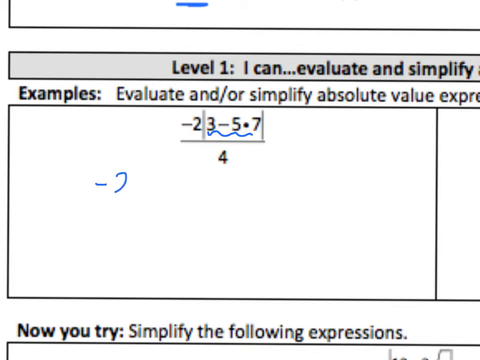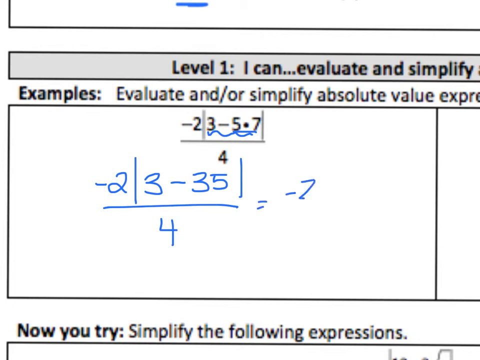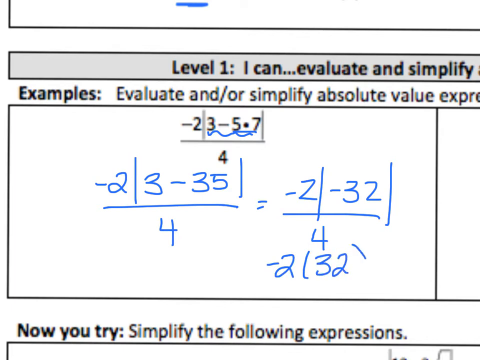So I'm going to take -2, that stays the same. And on the inside, I've got to do my multiplication first. So 3 minus 35 over 4. Okay, so this is going to equal -2. 3 minus 35 is -32 over 4. And now, since I simplified within the absolute values, now I can make that positive. And those absolute value bars are going to become parentheses. So this will now equal -16.